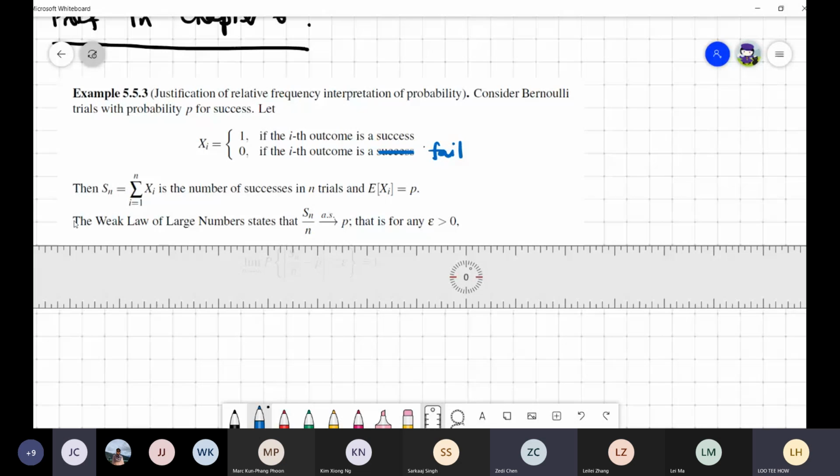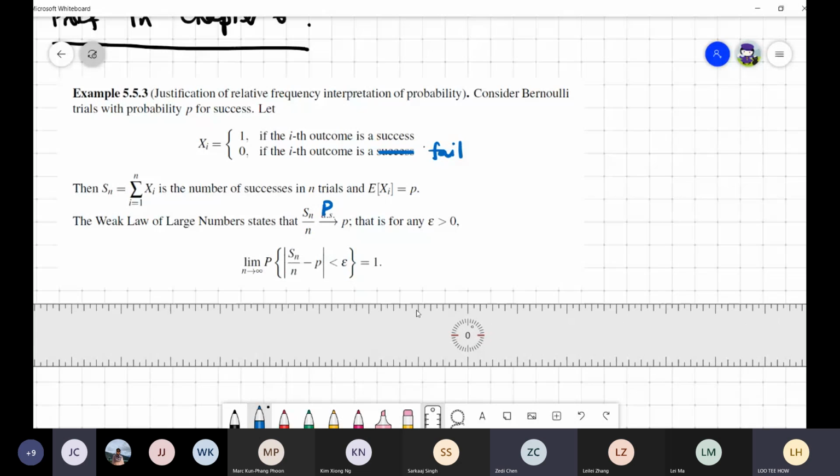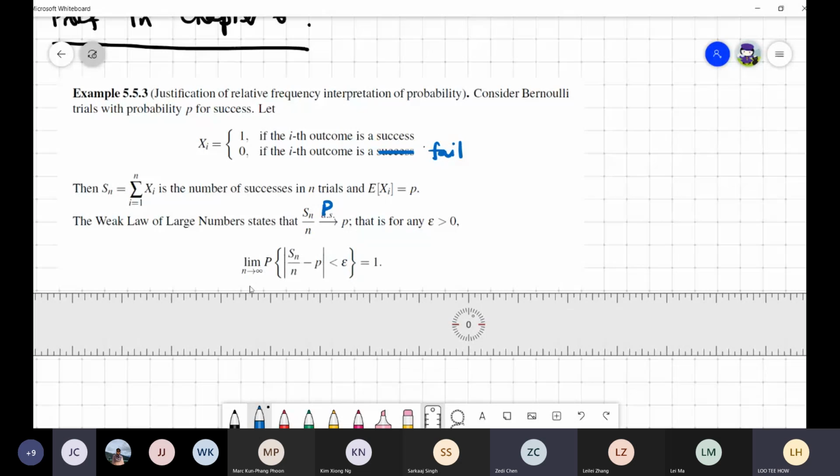So the weak law of large numbers states that Sn over n converges to p. That means, I think this one should be in probability. Again, another typo, but it doesn't matter. So Sn over n converges to p in probability. This is actually from the definition: the limit as n goes to infinity of the probability that |Sn/n minus p| is less than epsilon equals 1.